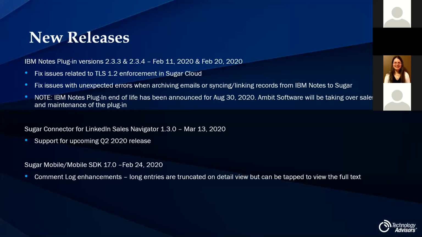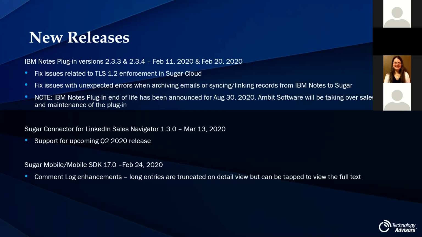There have also been a couple of plugin releases. The IBM Notes plugin had a couple of updates in February, mostly around the TLS 1.2 enforcement in Sugar Cloud, where earlier versions of TLS are no longer supported. That's around data security and connection encryption and things like that. And also fixing some issues that came around a little bit after that.